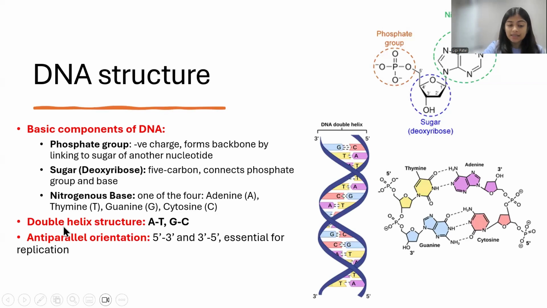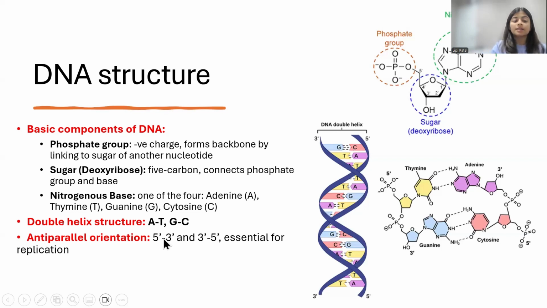Now, DNA is a double helix structure, and this is a base pairing rule which is going to be consistent in all types of organisms. A will always bind with T, and G will always bind with C. So over here, you can see that A and T share 2 hydrogen bonds, and G and C share 3 hydrogen bonds. So this base pairing rule is consistent throughout.